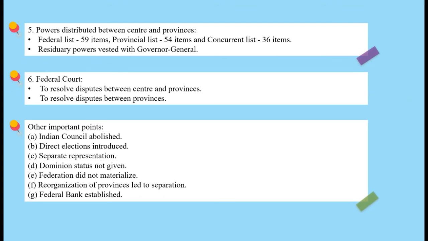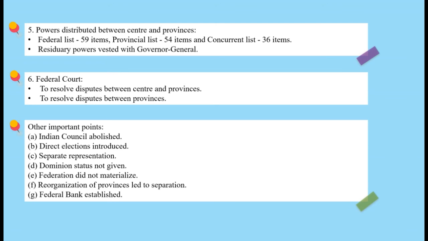E. The proposal for setting up a federation did not materialize because the princely states were given the option to join or not to join, and so the required number of princely states did not join the federation. F.